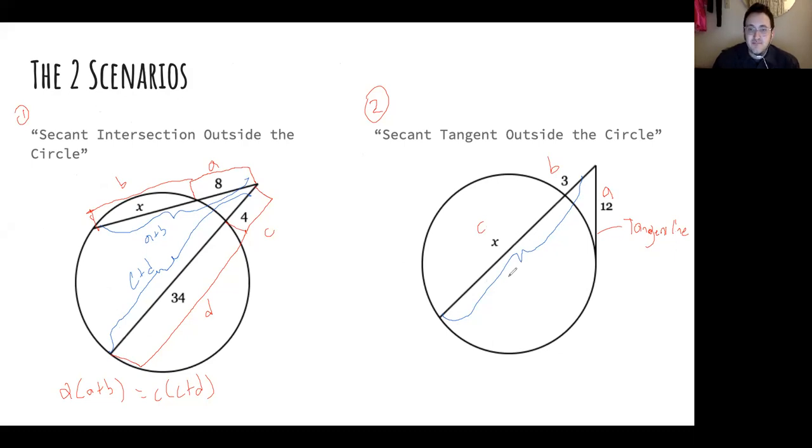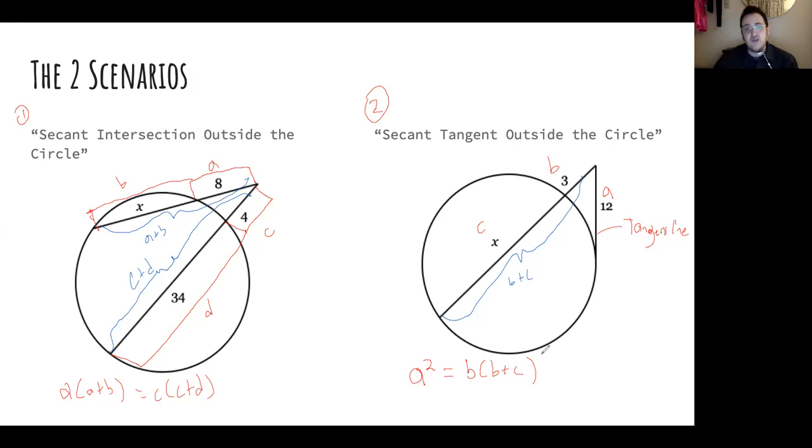And we'll just call that B plus C. We can actually see that this is a similar case to the last one, except what is going to be different is how we treat the tangent line. So the tangent line will actually be A squared, and it will be equal to B times B plus C.